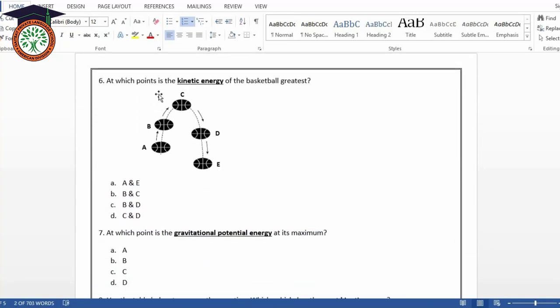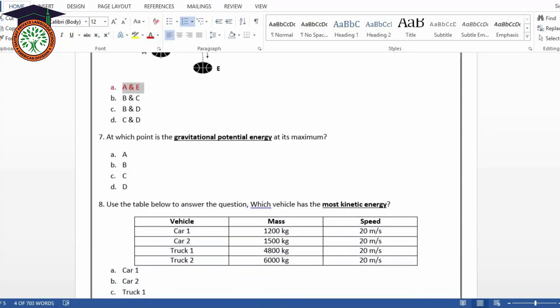Okay, question number 6. At which point is the kinetic energy of the basketball greatest? At which point is the kinetic energy the greatest? We know that it will be in the beginning or at the end. So it will be A and E. Excellent.